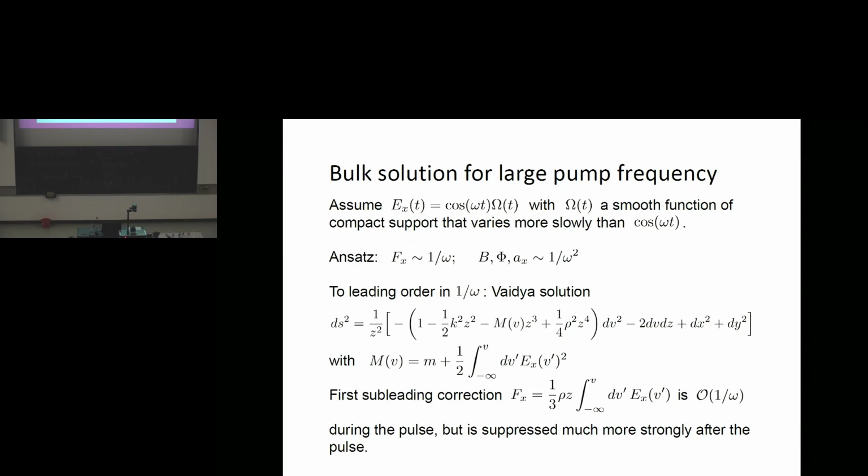And when you do this expansion and solve the equations order by order in 1 over omega, you find to leading order precisely a Vaidya solution, where the time-dependent mass function is given by the original mass function in equilibrium plus the energy that you pump in via the electric field. And the first subleading correction in 1 over omega would basically correspond to the momentum that was injected in the system, but this will be suppressed by 1 over omega during the pulse, and after the pulse it will be suppressed much more strongly, because if you look at this equation for large V, so after the support of these electric fields, and you remember that this is a cosine times something that varies very slowly, by basic Fourier analysis you see that it will decay faster than any polynomial in 1 over omega.